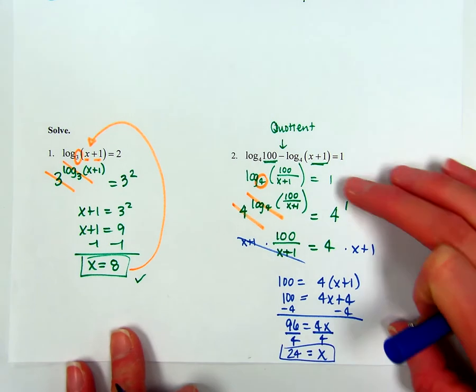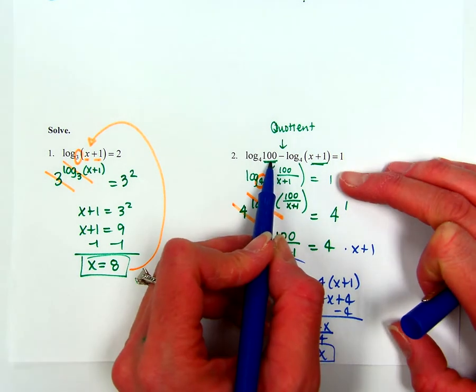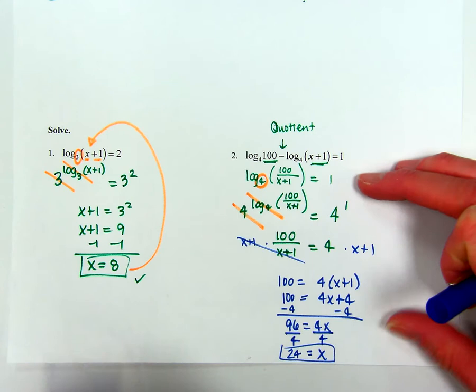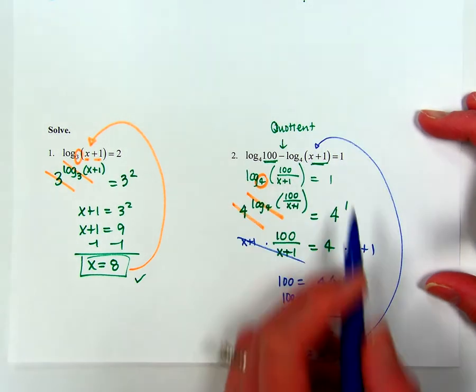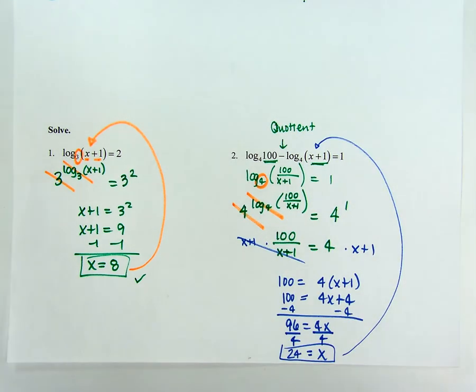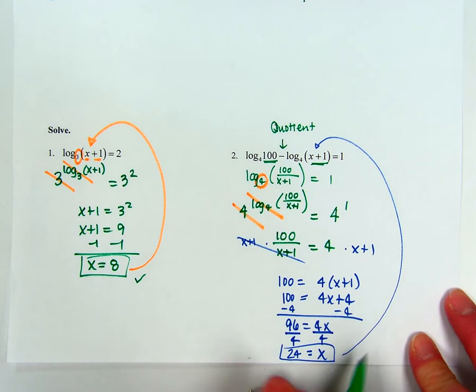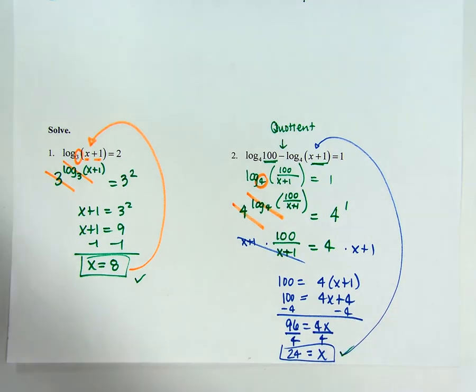Now I just need to go back and double check. This one, I don't need to substitute anything, but 24, if I were to put the 24 all the way back in here, 24 plus 1 is 25, which is positive, so that's okay. So that one works as well. All right, when you're ready, flip to the other side, then we're going to do 4 more problems.